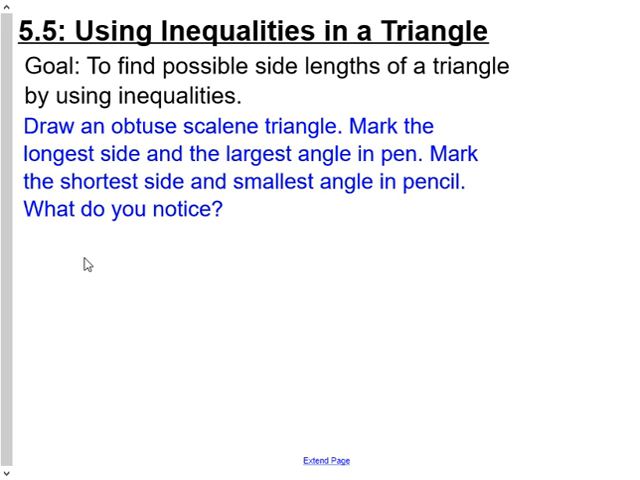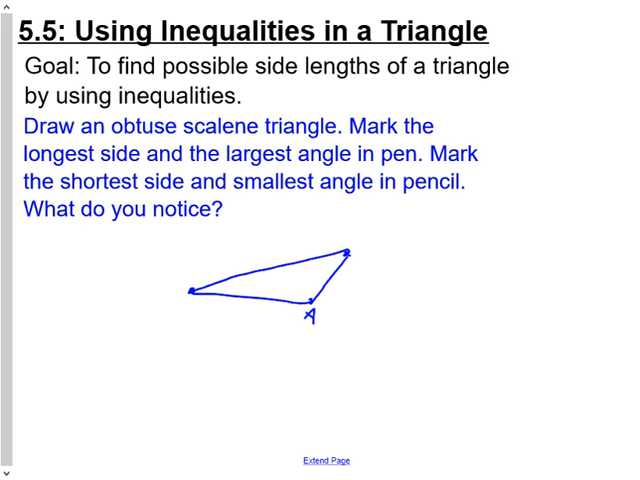What do you notice? So I'm making an obtuse one. We'll make it pretty clear. We'll make this side short, this one long. And then if we connect our ends, there we go, with our largest angle. Clearly I meant that angle to be the largest.